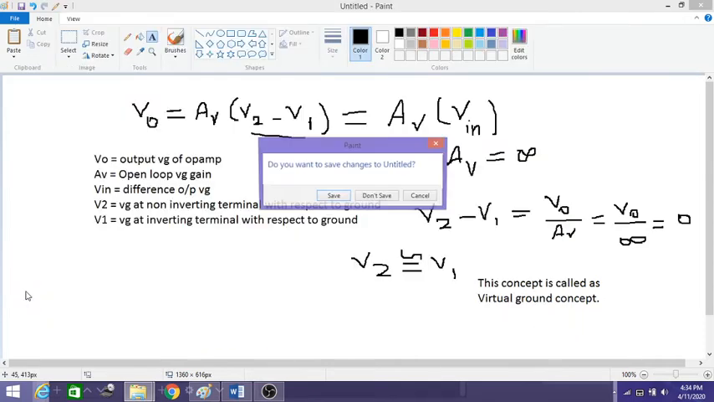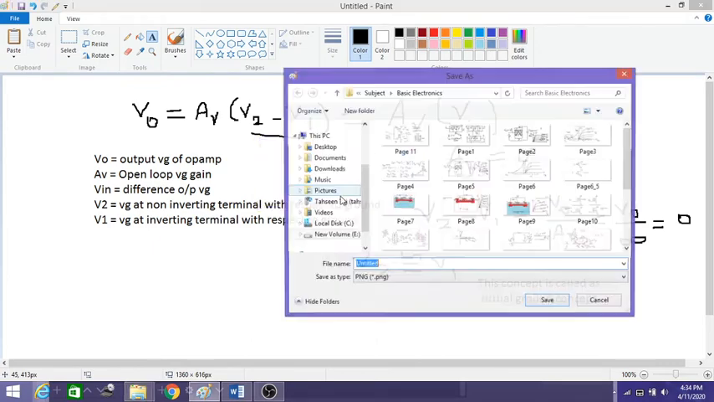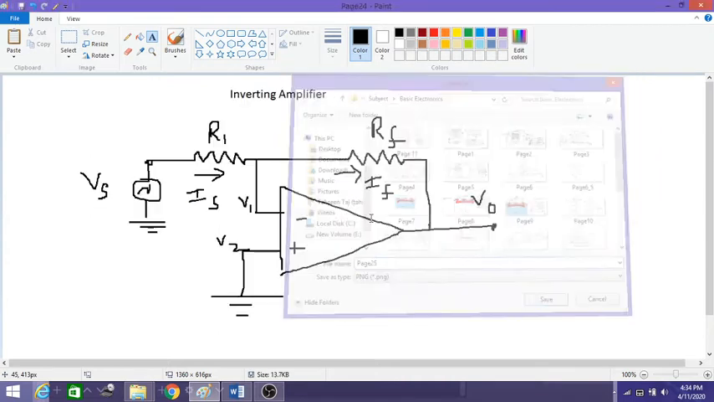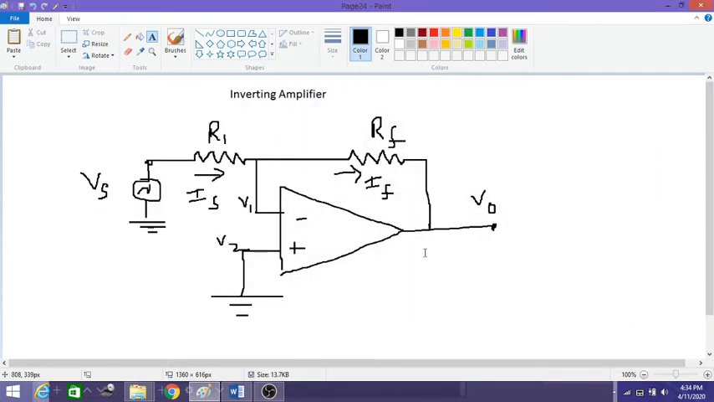So if I bring it here, let me save this page. So this is page 25. Okay, so let me bring this back here.